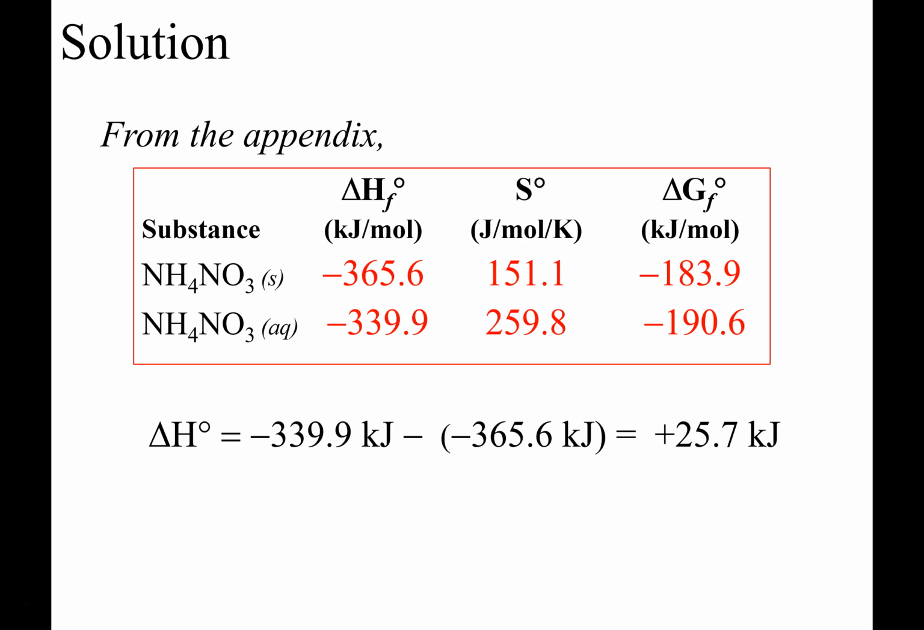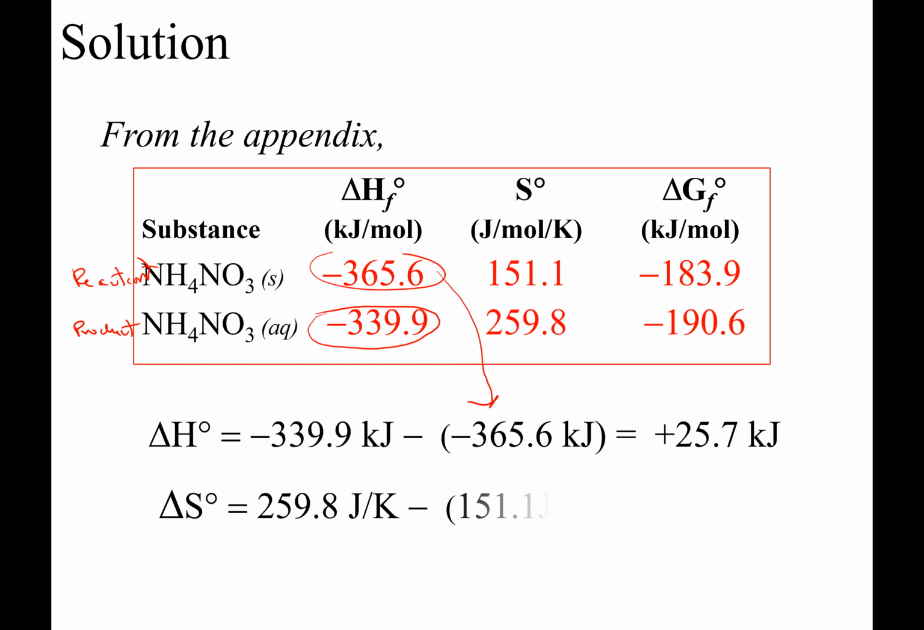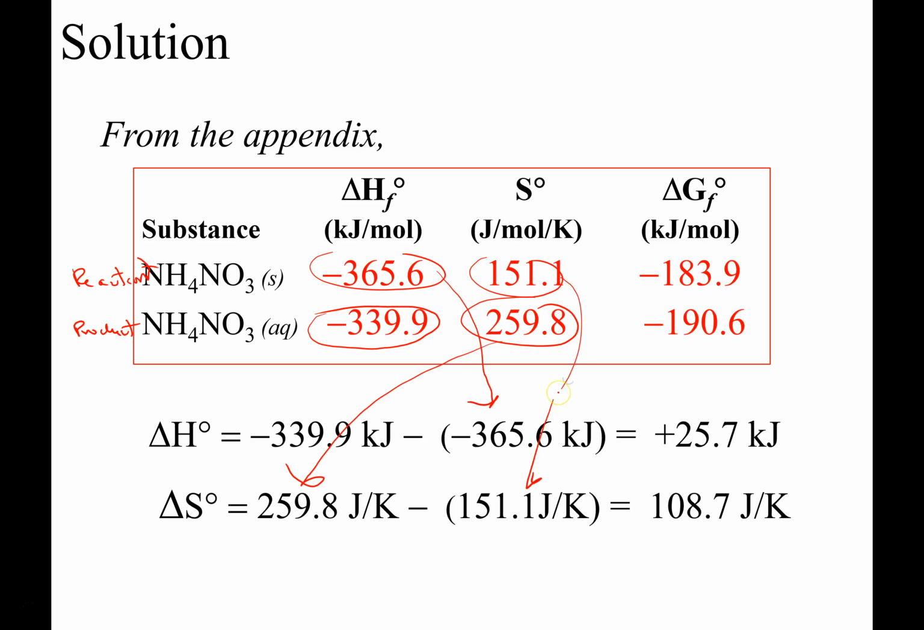this is my product, this is my product, and this is my reactant. So it's always products minus reactants. So that's why you see this number, negative 339.9, minus this number. Okay? Delta S, similar. It's products minus reactant. And again, the only reason I can do this is because the stoichiometric coefficients are 1.